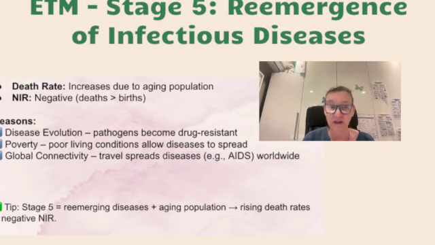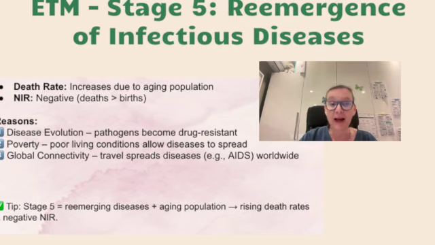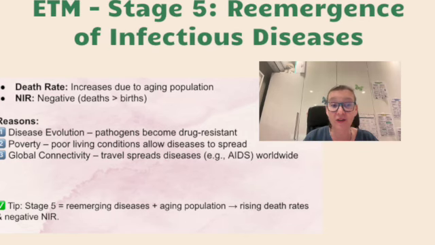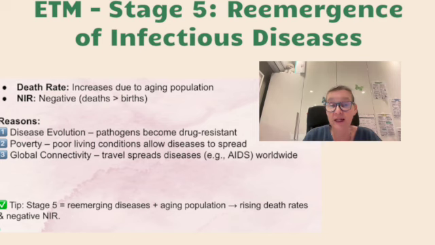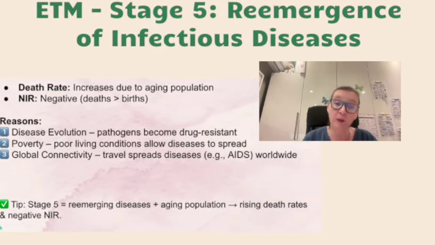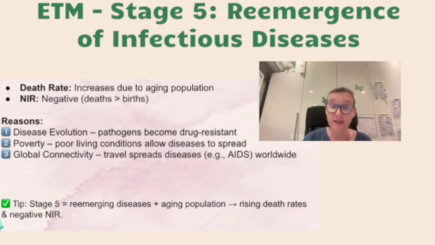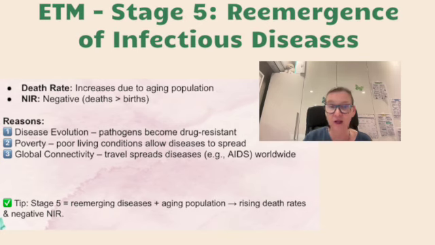So what's causing this shift? Well, let me break it down. First, it's disease evolution, pathogens. The bacteria and viruses that cause illness are evolving. They're becoming drug resistant, making it harder to treat infections with standard antibiotics or antivirals. Two, poverty. In less wealthy areas or within poorer populations, overcrowding, poor sanitation, and limited healthcare allow diseases to spread quickly.